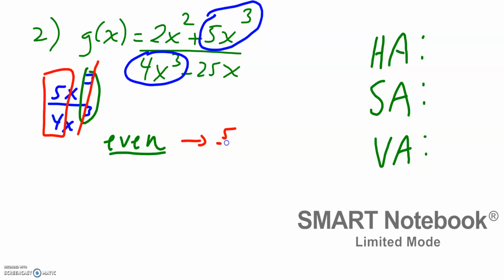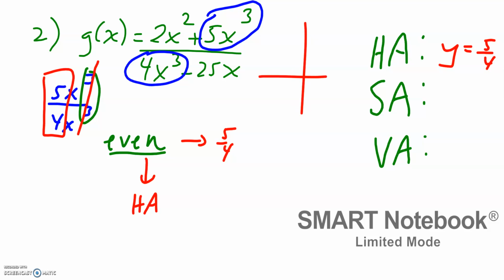So in this case, whenever you have an even, you also have a horizontal asymptote. The horizontal asymptote will be y equals 5/4. So that means on a graph, 5/4 is 1.25. You'd have a horizontal asymptote here on your graph. That means automatically that there is no slant asymptote, because if there's a horizontal, that means there cannot be a slant.